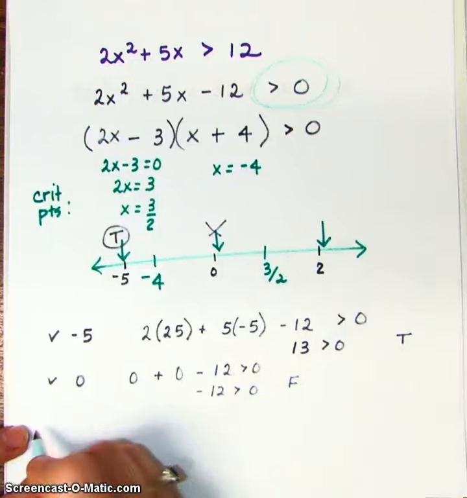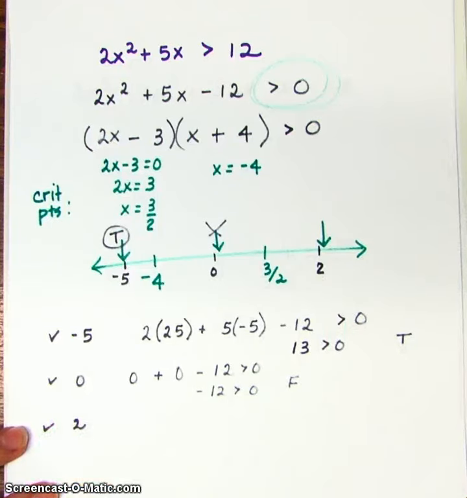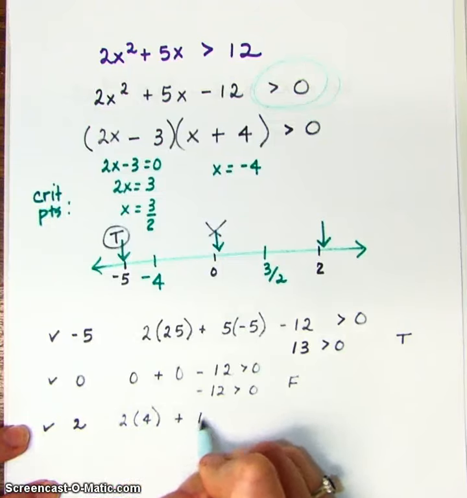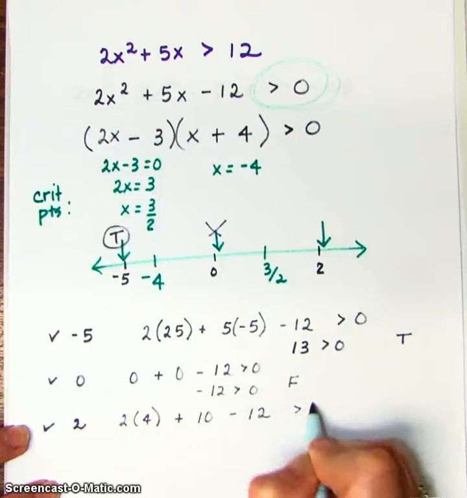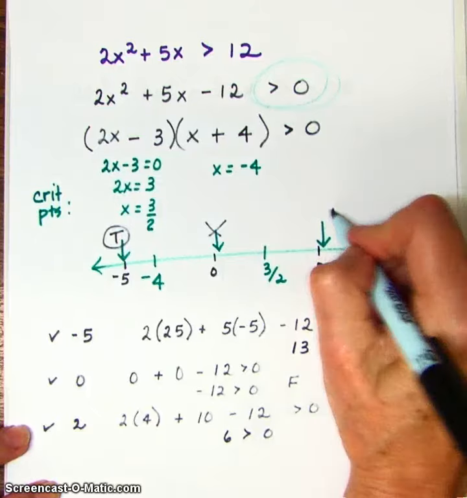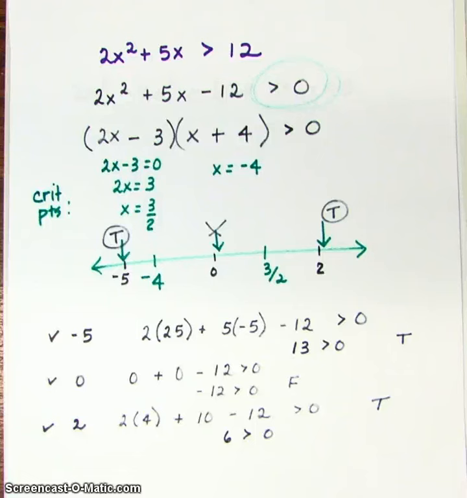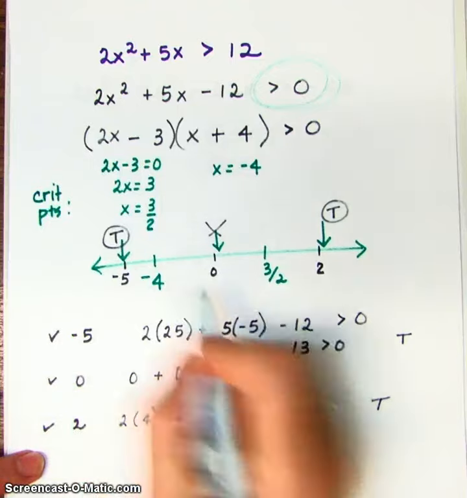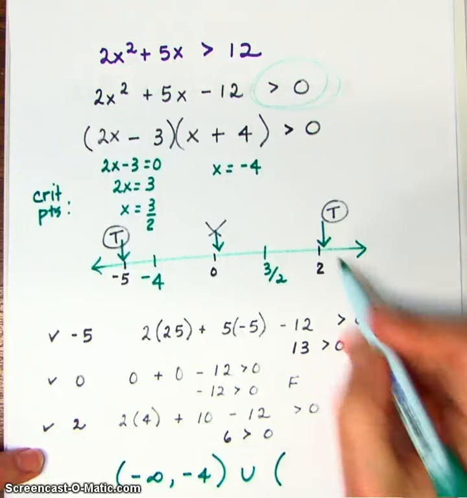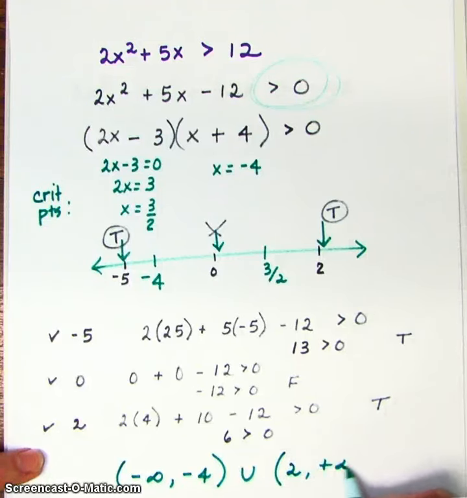And then finally let's test 2. Any point will do. So this is 2 times 4 plus 5 times 2 is 10, minus 12. It's supposed to be greater than 0. That'd be 18 minus 12 is 6, greater than 0. That is true. So once again, the parts that we want for our solution set for this polynomial inequality, look at your number line, would be from negative infinity up to negative 4, soft bracket, and I'm using a union, but you can write the word and if you want, from positive 2 up to positive infinity.